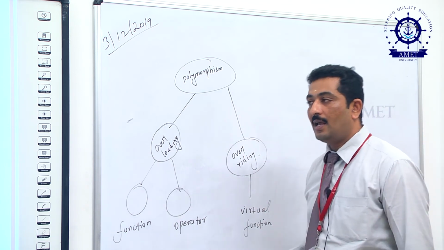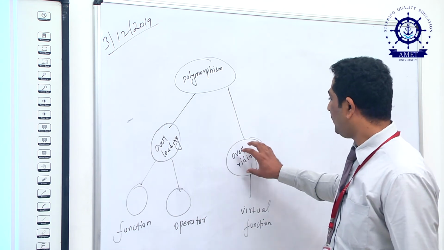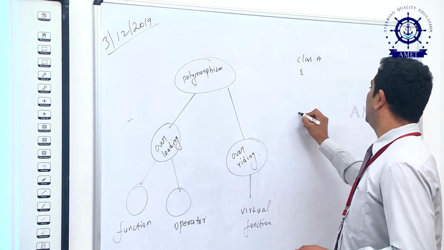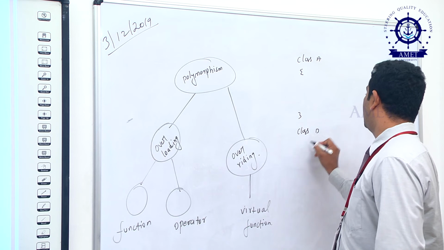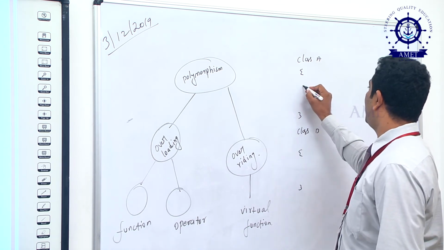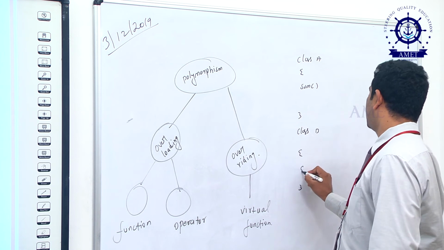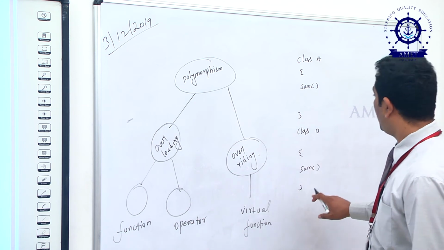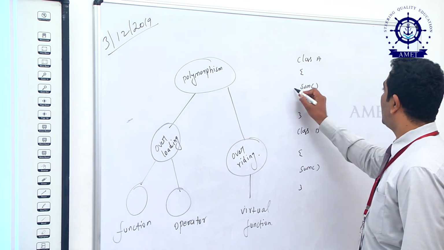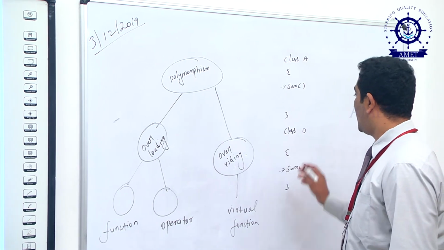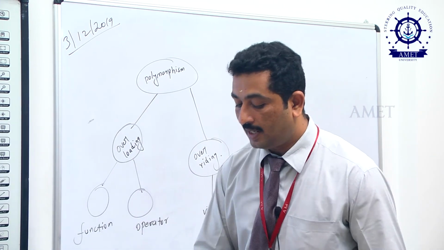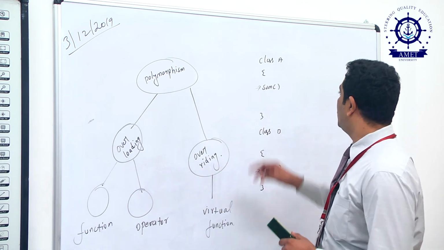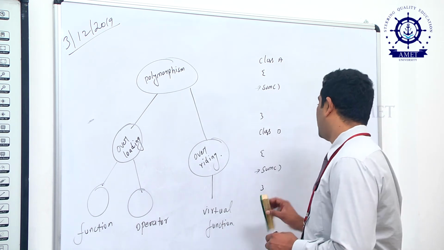Suppose this is class A, and I declared one more class B. Both classes have some functions with the same name. We create an object for class B. With the help of the object, we try to access class A's sum and class B's sum also. Our compiler gets a conflict; that concept is called overriding. We achieve this overriding with the help of virtual functions.